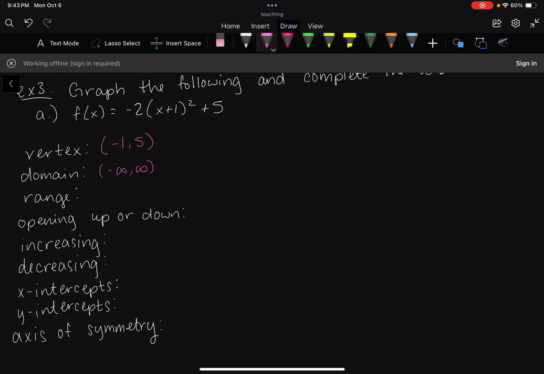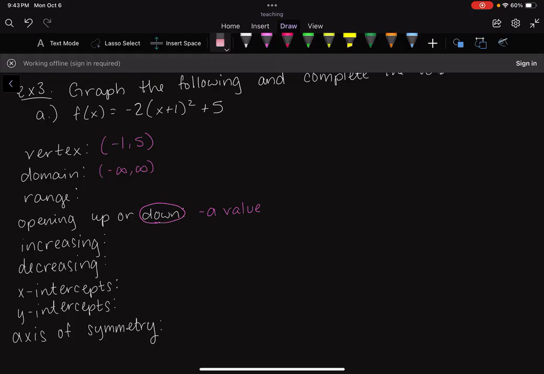For opening up or down, this is going to open down because I have a negative a value. So that means it has flipped over the y-axis. Or sorry, x-axis. Flipped over the x-axis. Flipped downwards, so I was thinking like y direction, but x-axis. Increasing, decreasing, we can wait for that one until we graph.